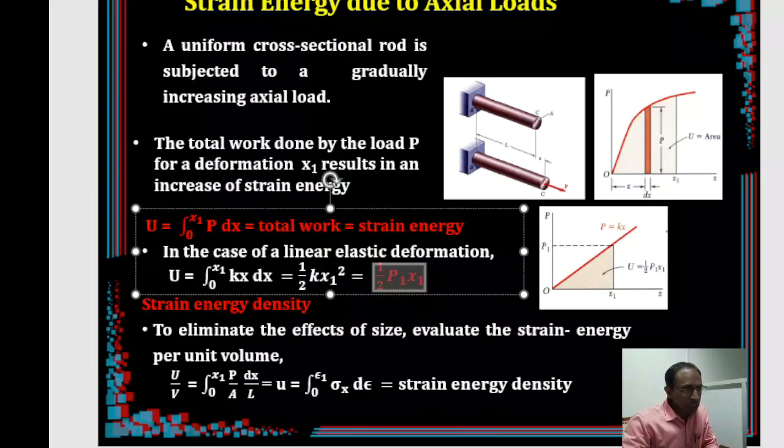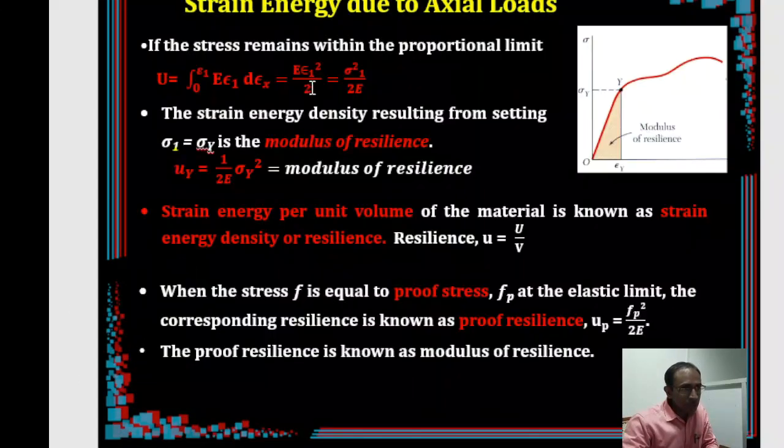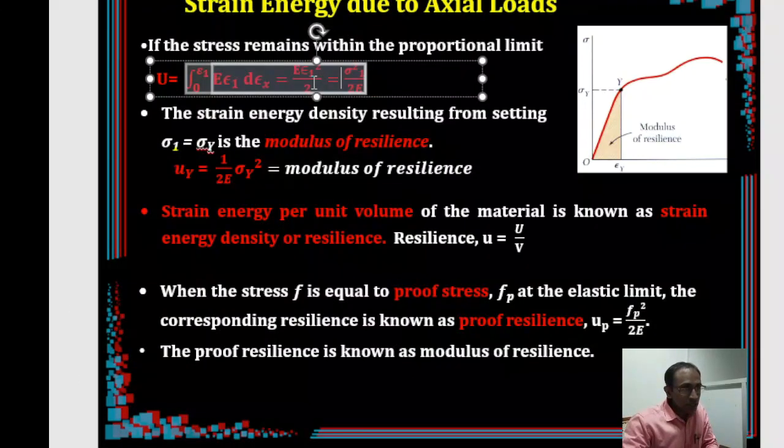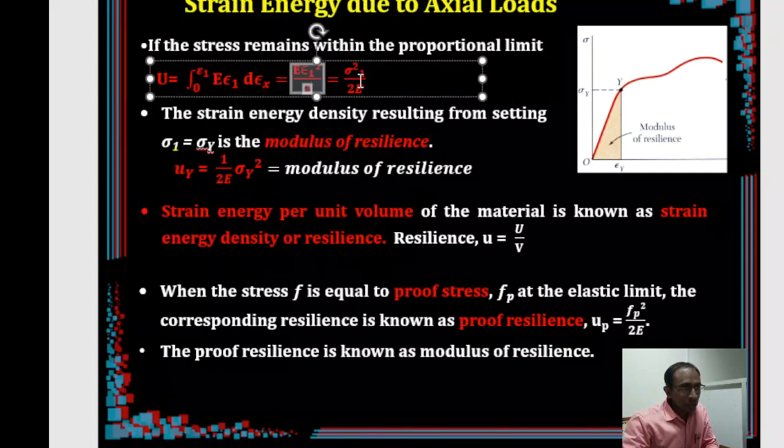Strain energy stored in the body due to axial load, we can express in terms of load itself, or we can even express in terms of strains such as this, right? Or we can express in terms of stresses such as this, right? So now what about the strain energy density? Strain energy density is nothing but strain energy divided by the volume, right?